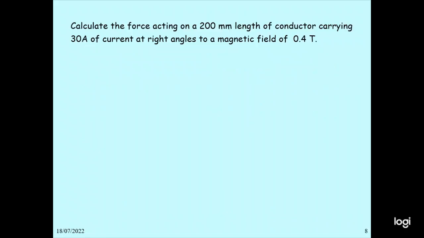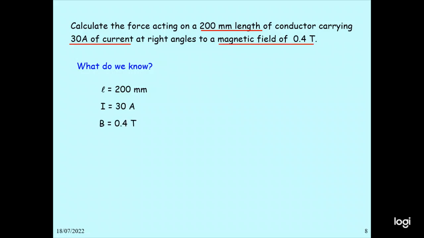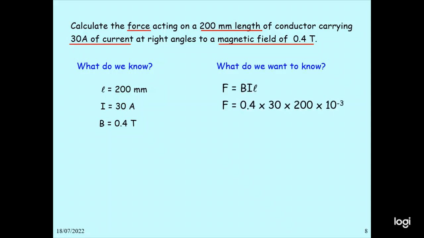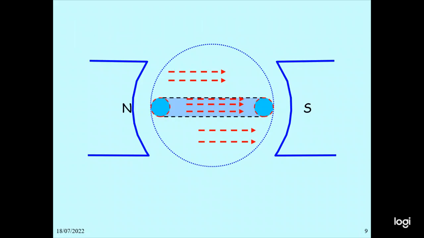Calculate the force acting on a 200 millimeter length of conductor carrying a 30 ampere current at a right angle to a magnetic field of 0.4 tesla. What do we know? We know there is a 200 millimeter length, a current of 30 amperes, and a flux density of 0.4 tesla. What do we want to know? F is BIL. So 0.4 times 30 times 200 times 10 to the power minus 3, you get 2.4 newtons.